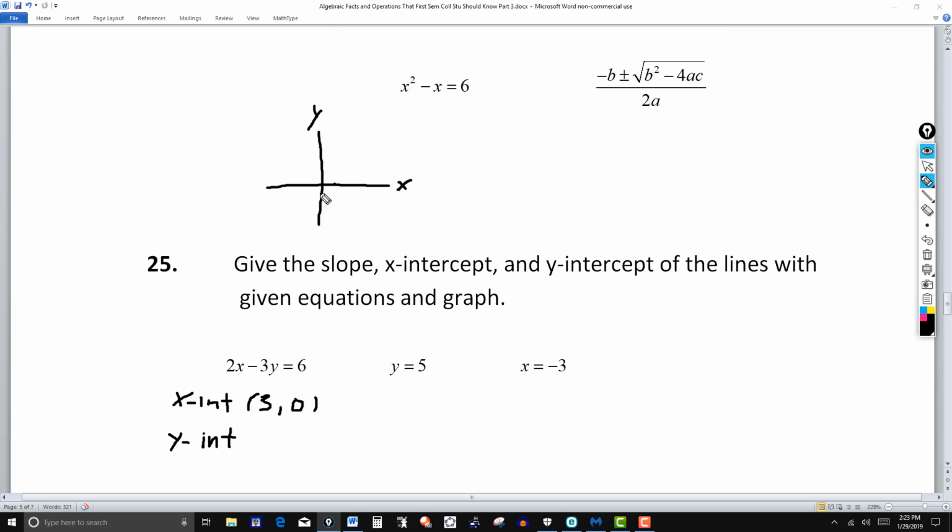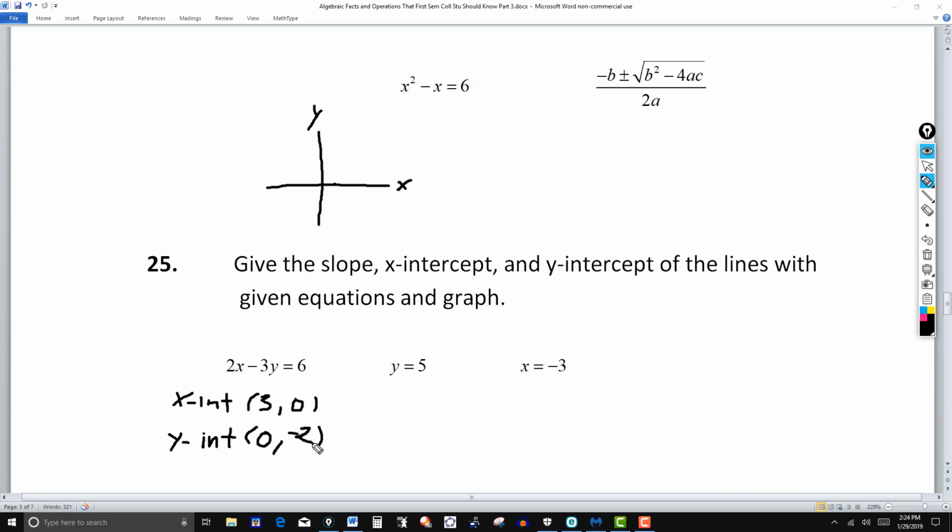So the y-intercept always has the first component of 0. So to find the y-intercept, just replace the x by 0. If I replace the x by 0 in the equation, that leaves me negative 3y equal to 6, so y is negative 2.